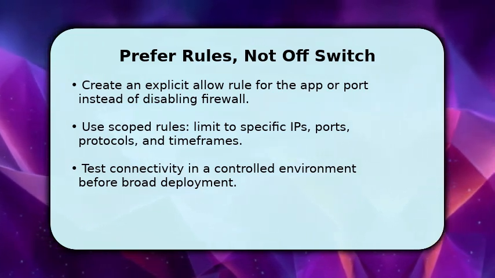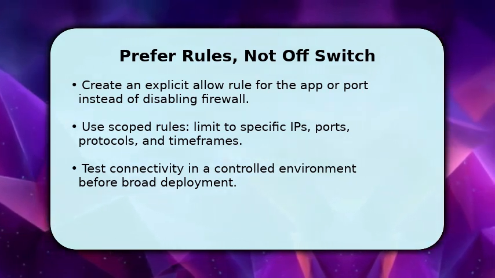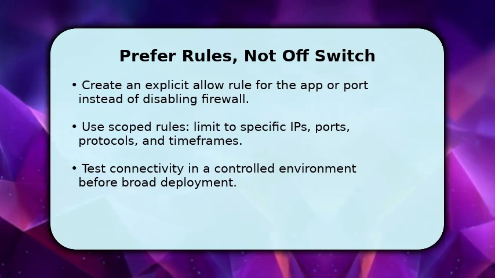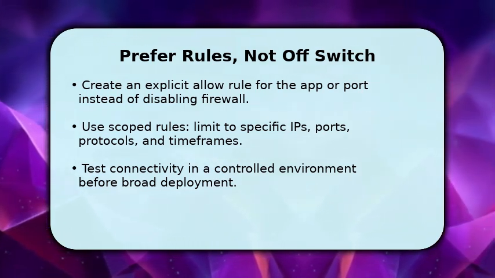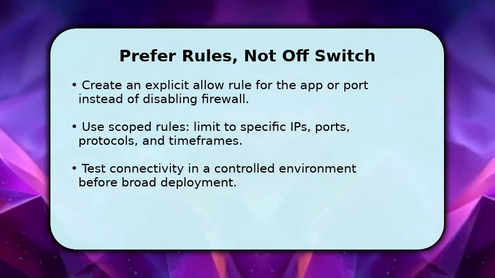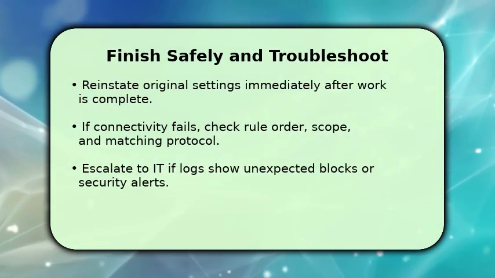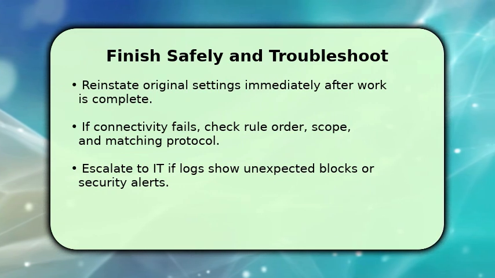Test the change in a controlled environment or on a single machine first so you can observe impacts without exposing your whole network. If unsure, involve security or sysadmin staff to validate the rule and confirm logging is enabled. Complete the task and then promptly revert any temporary exceptions so your system remains protected.